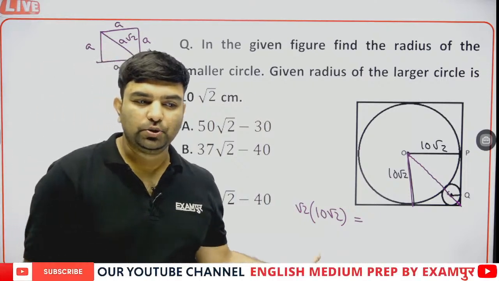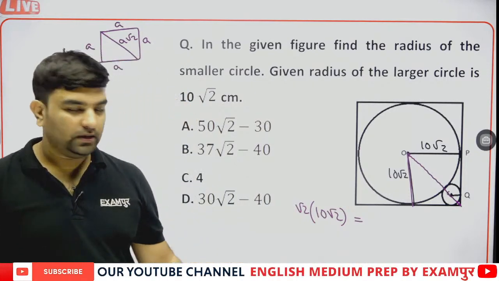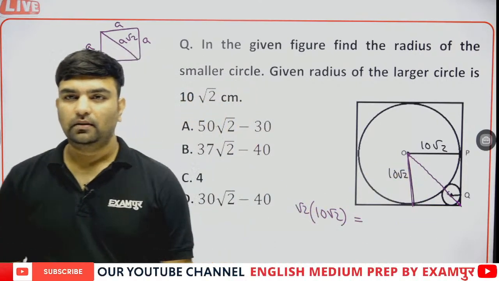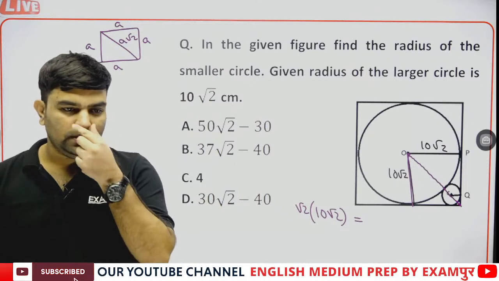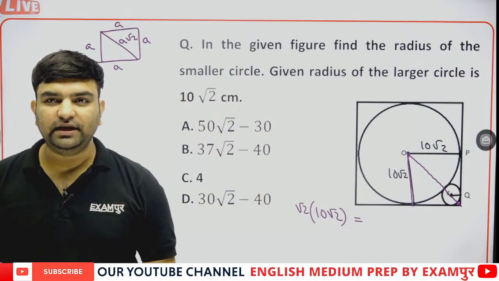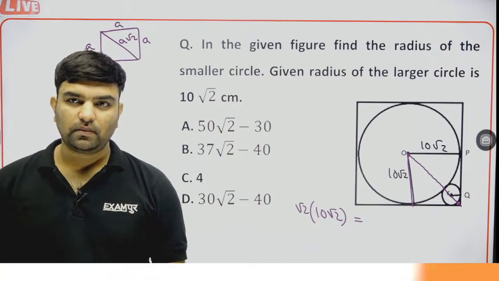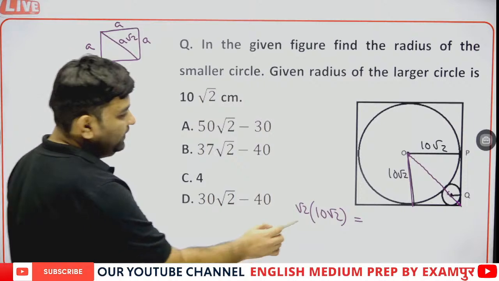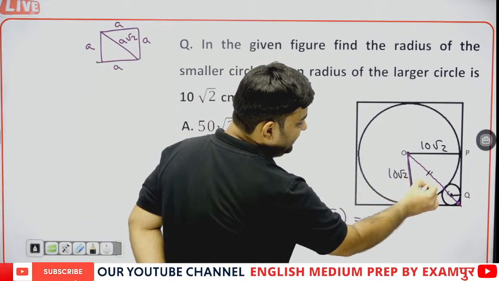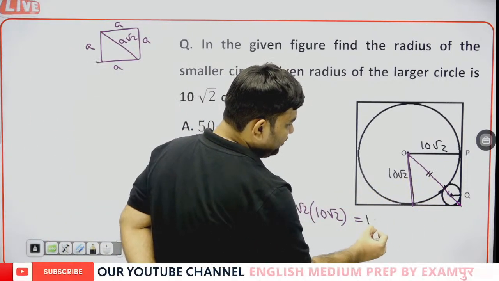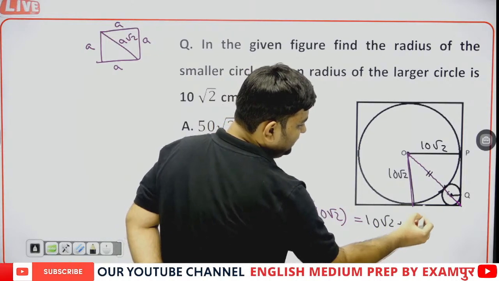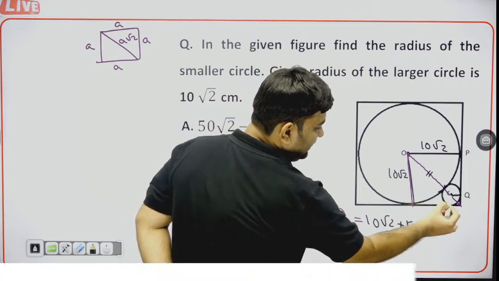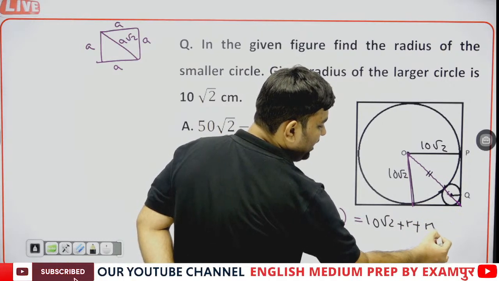This diagonal is root 2 times 10 root 2. Now, what will we write it equal to? First, this portion is equal to the radius, so 10 root 2. Then this portion is equal to the small radius, and this larger portion is equal to r root 2.